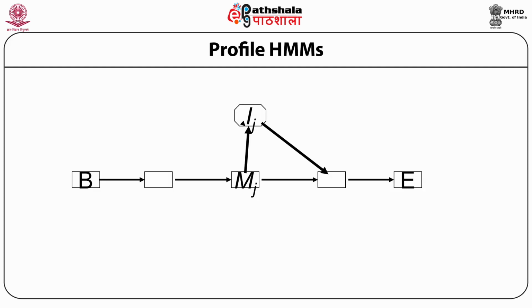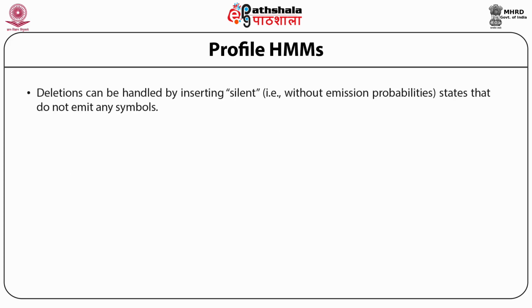So in some of the sequences from mj you will go straight away to mj plus 1, but in some of them from mj you will go to ij and then move from ij to mj plus 1. So where you are going via ij, you are having an insertion. Where you are going direct, you do not have it. So deletions are handled in a similar way. Now we will have some silent states which do not have emission probabilities. So let us call them D.